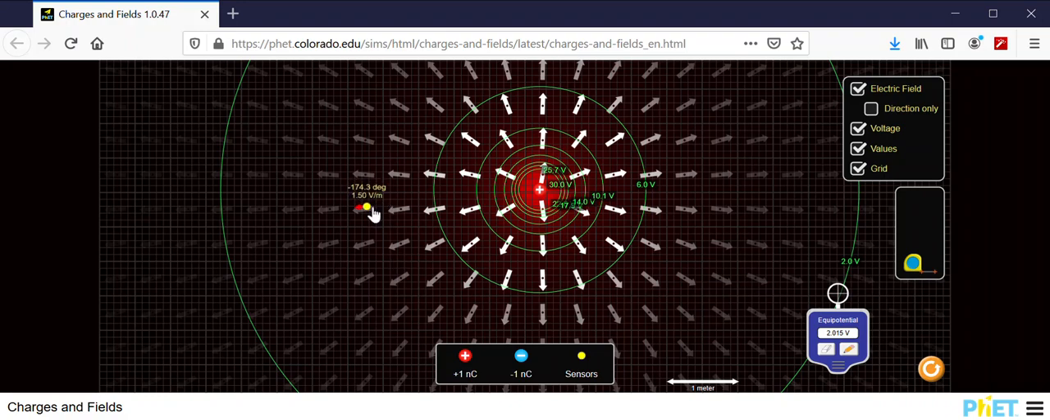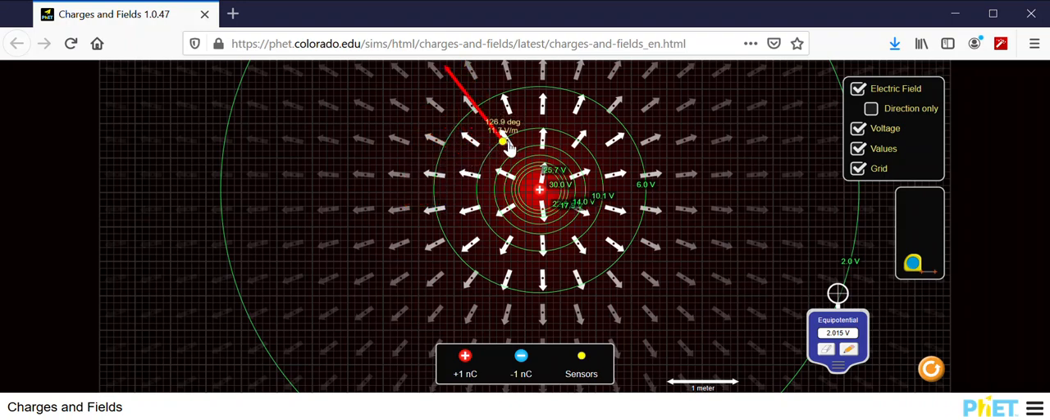Okay, a different location. Let me put it closer. As I move closer, the electric field vector becomes longer. Just this red arrow becomes longer. Well, I can't really read. Okay, here. So 4.58 volts per meter. Okay, so that's the magnitude of the electric field. All right.